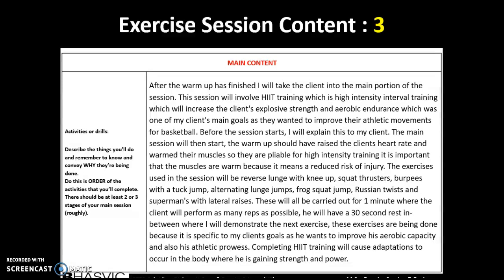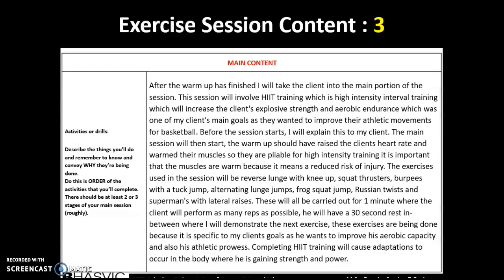This is just the drills and what I'm going to be doing in the main content of the session. So after the warm-up is finished, I'll take the client into the main portion of the session. This session will involve HIIT training, which is high-intensity interval training, which will increase the client's explosive strength and aerobic endurance, which is one of my client's main goals. So they want to improve their athletic movements for basketball. Before the session starts, I'll explain this to my client. The main session will then start.